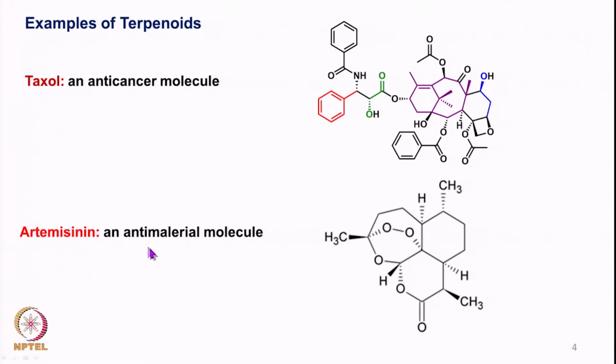Now artemisinin is an anti-malarial molecule whose structure is like this. Now as you can see that it has 3 basic rings, but at the same time there is a bridge here having a peroxide bond. Again it is a very difficult molecule to synthesize, but then many derivatives of Taxol and artemisinin have been synthesized and assessed for their biological activity.